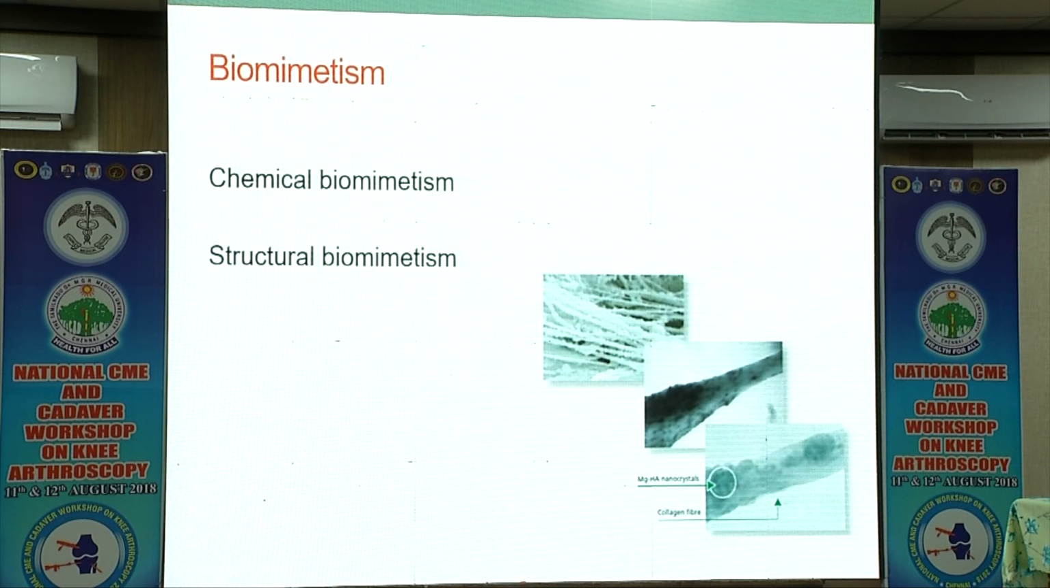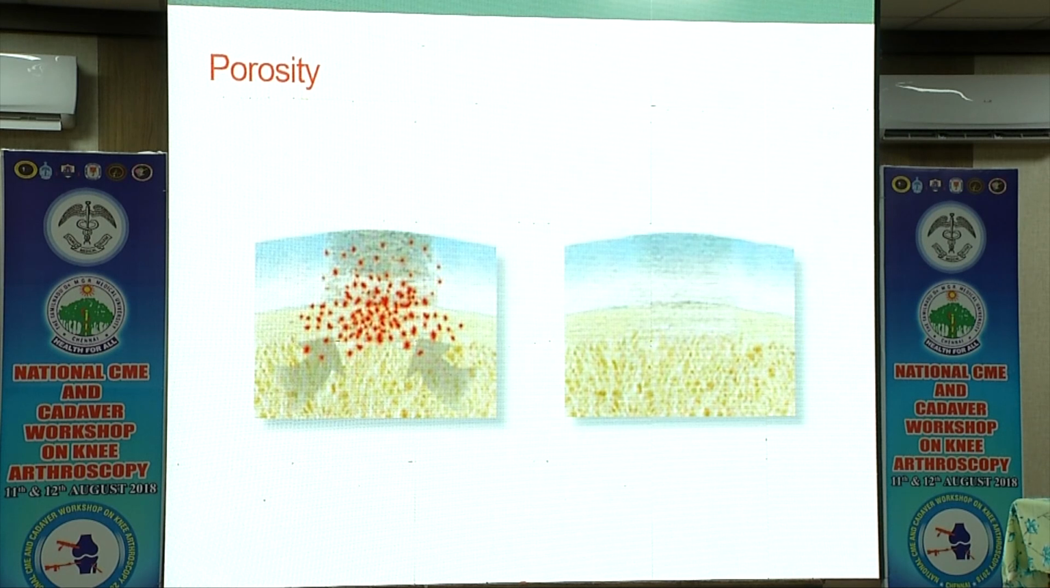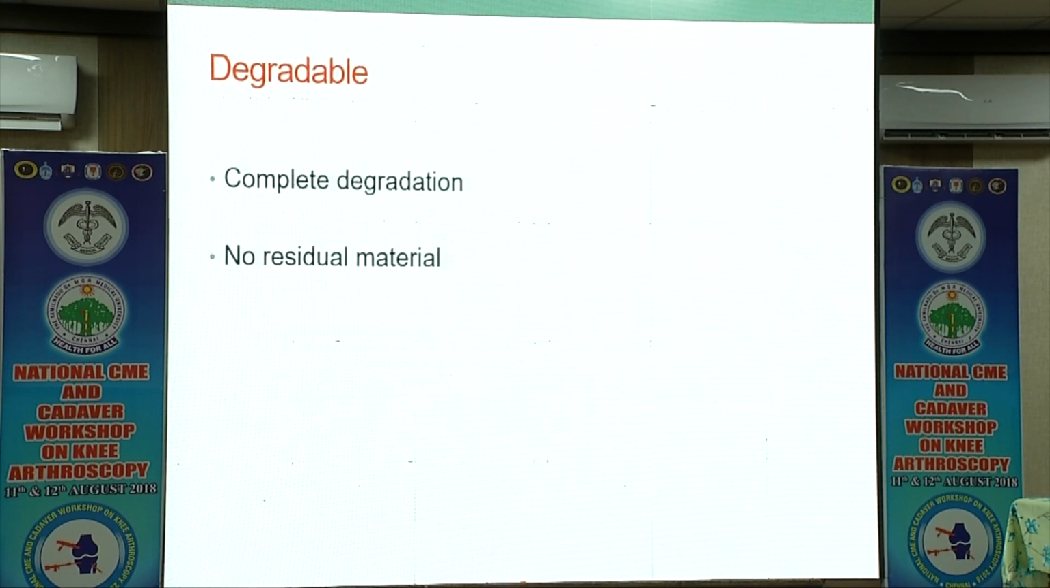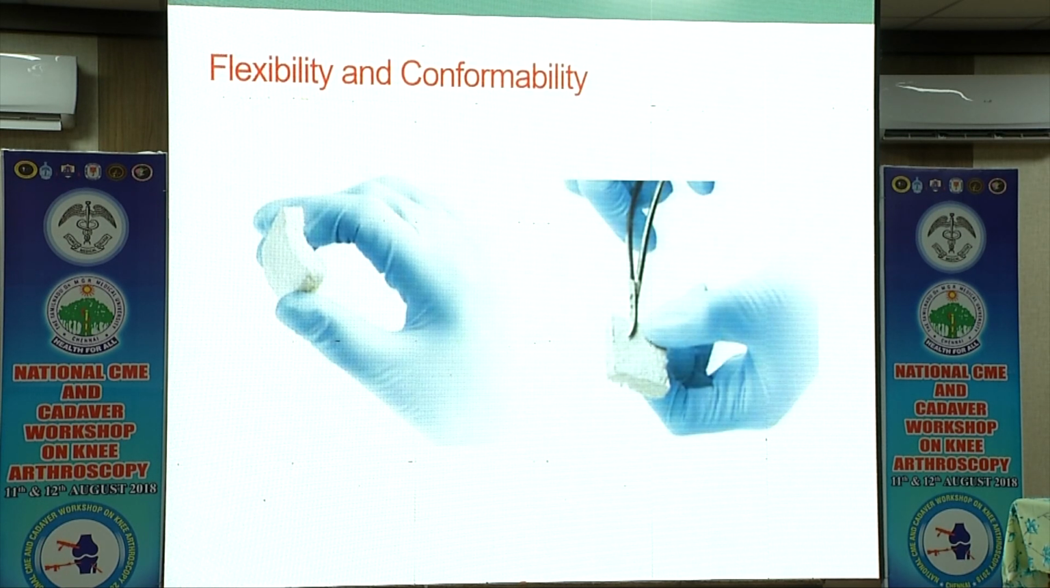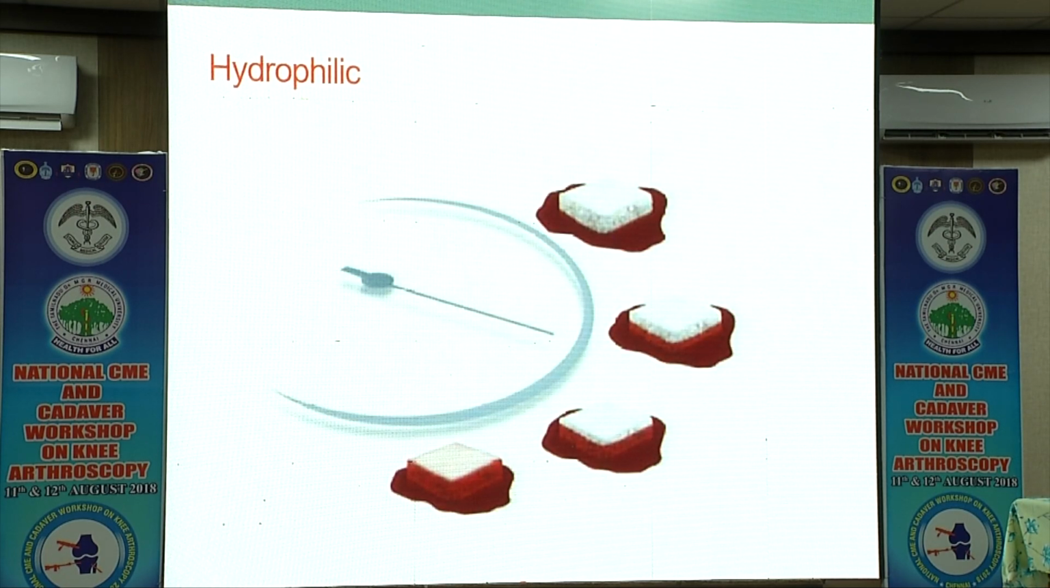To go through a few properties of the scaffolds: biomimetism, it should be both chemically and structurally biomimetic to the surrounding cartilage structure. It should be highly porous so that the mesenchymal stem cells from the subchondral unit will permeate into the scaffold in a different gradient of concentration. It should completely degrade. It should not leave any residual material which may lead to synovitis, inflammation, and again damage to the newly growing cartilage. It should be flexible and conformable to follow the curvature of the femoral condyle. It should be hydrophilic so that it can imbibe all the good fluid from the bone marrow as well as the BMAC which you are going to use.